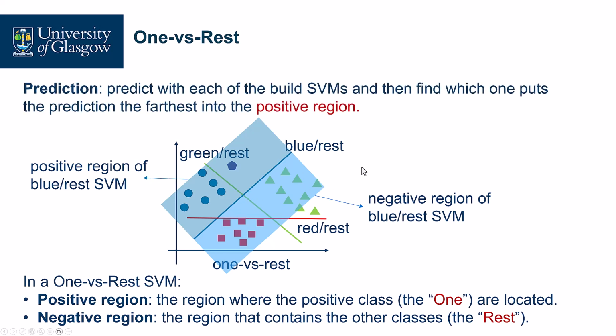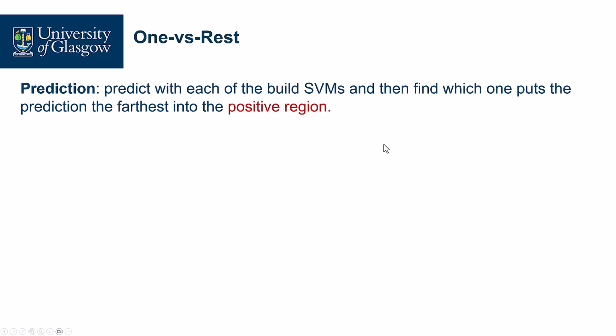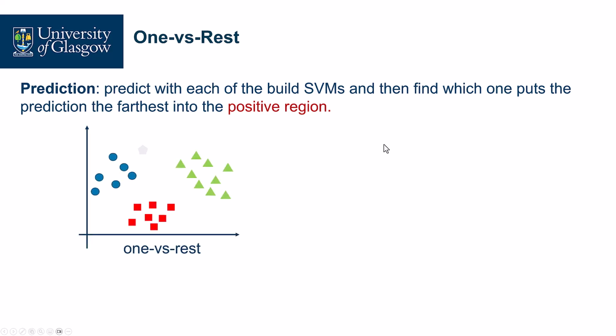Okay. So based on these concepts, we can make the prediction. We will use each SVM to predict, and the result is the one that puts the prediction the farthest deep into the positive region. Let's see an example and you will understand what it is. Now, with these three classes, this is a point to be predicted. Which class does it belong to?